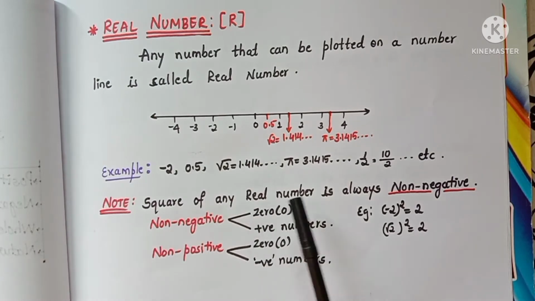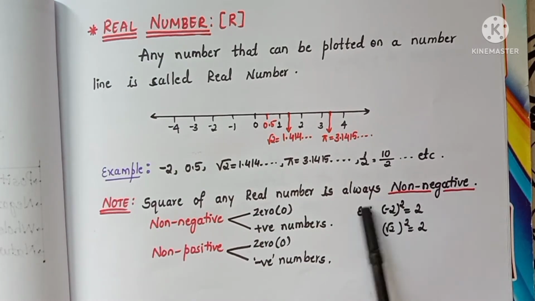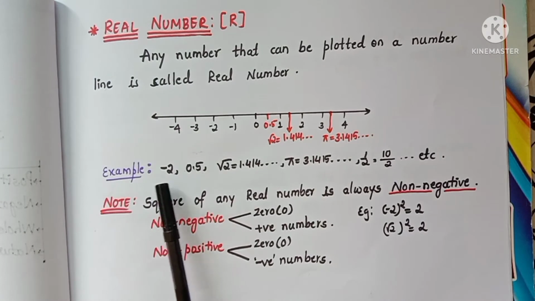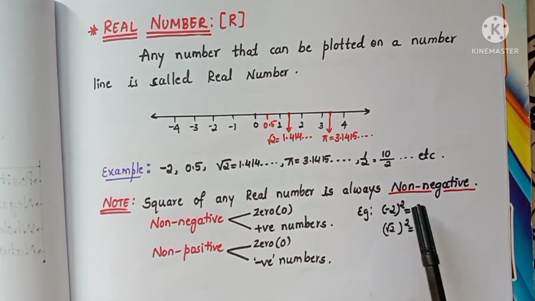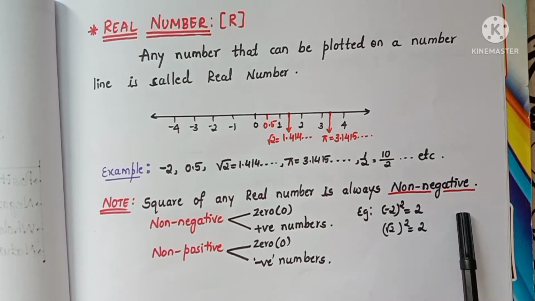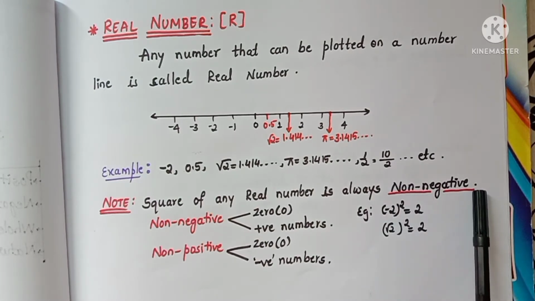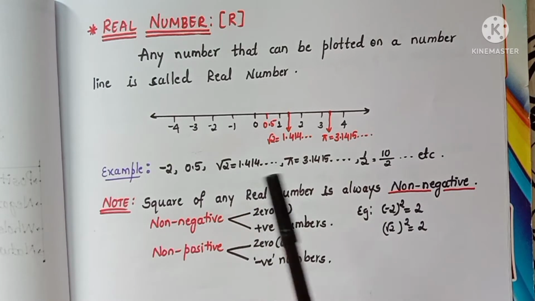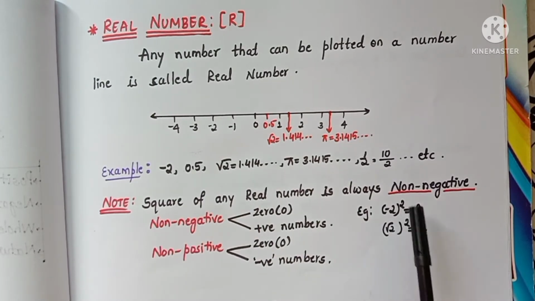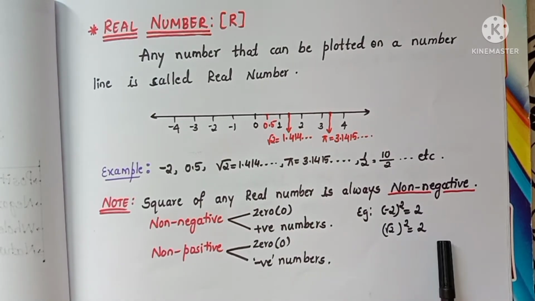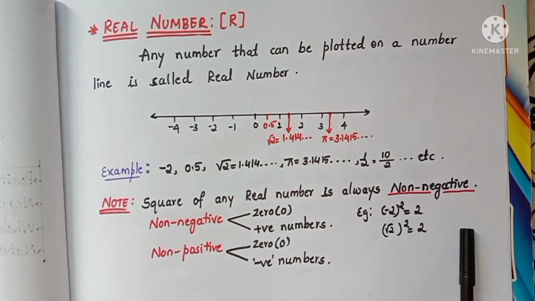So the square of a real number is always non-negative. For example, see here I have taken -2. What is the square of -2? It is 4, that is, a positive number. That is non-negative. And I have taken root of 2. What is the square of root of 2? It is 2. This is positive, that is nothing but non-negative.